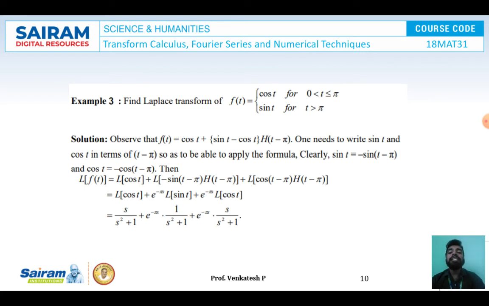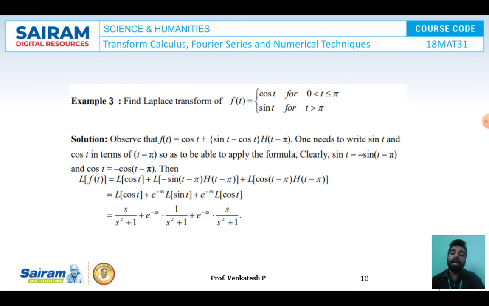So I am just replacing t is equal to t plus pi on both the sides of the equation. So we'll be getting sin of t plus pi will be, again it is plus sin t only, and again converting cos of t in terms of cos of t plus pi, it will become minus cos t. So we got the equation like Laplace transform of f of t is equal to Laplace transform of cos t plus Laplace transform of sin of t minus pi into h of t minus pi plus Laplace transform of cos of t minus pi into h of t minus pi.